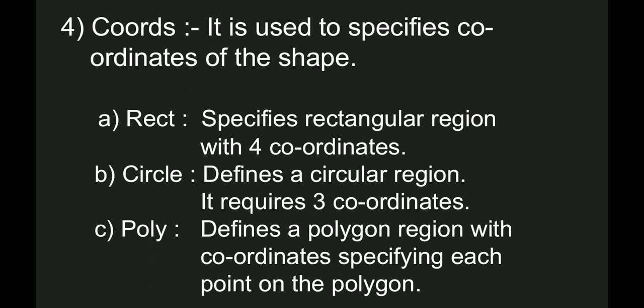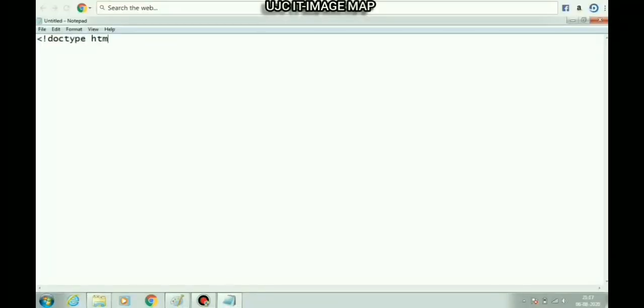Now we will see the example of image mapping. First of all, create one folder and paste one image file with the extension .jpg. Open the text editor, that is Notepad, and start with the HTML tag. HTML, head, title. Give the title and close the title tag. Close the head tag. Start with the body tag. Body bgcolor equals red.